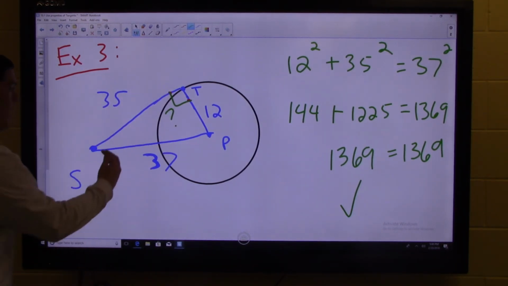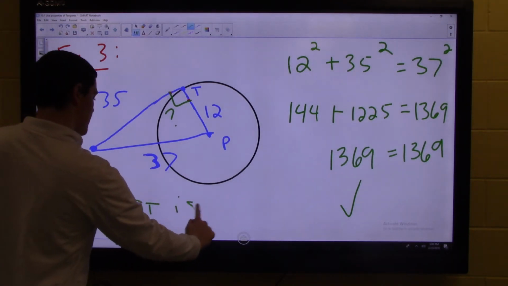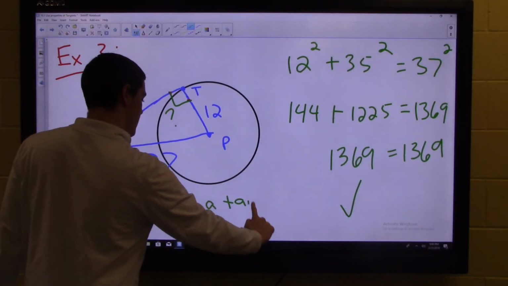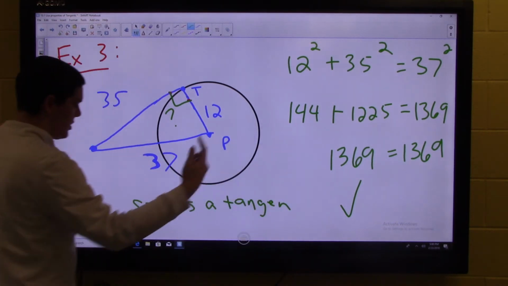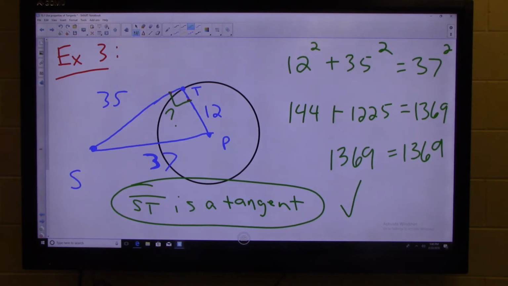And so what do I know about segment ST? Well, segment ST is a tangent. You can say it's a tangent line, a tangent segment, whatever. I'll just say segment ST is a tangent. All right, there it goes.